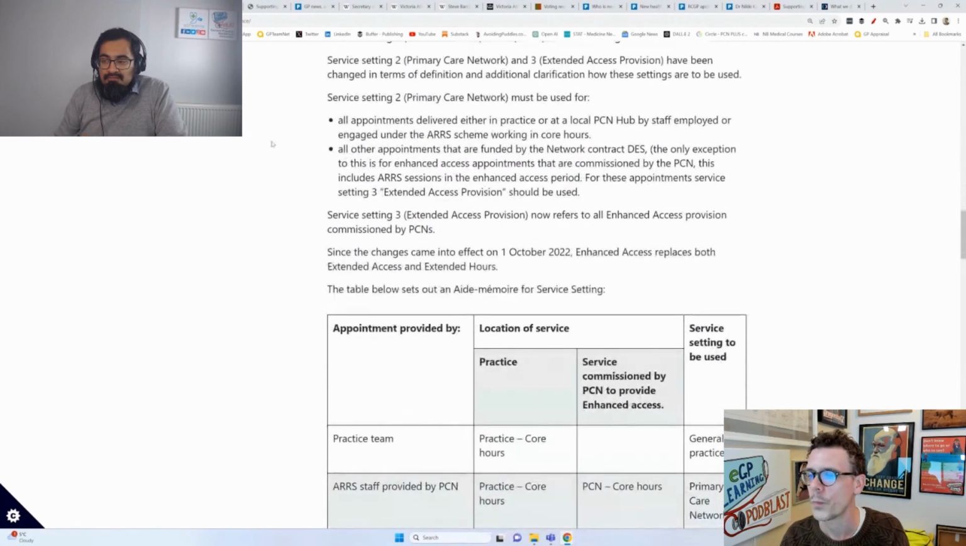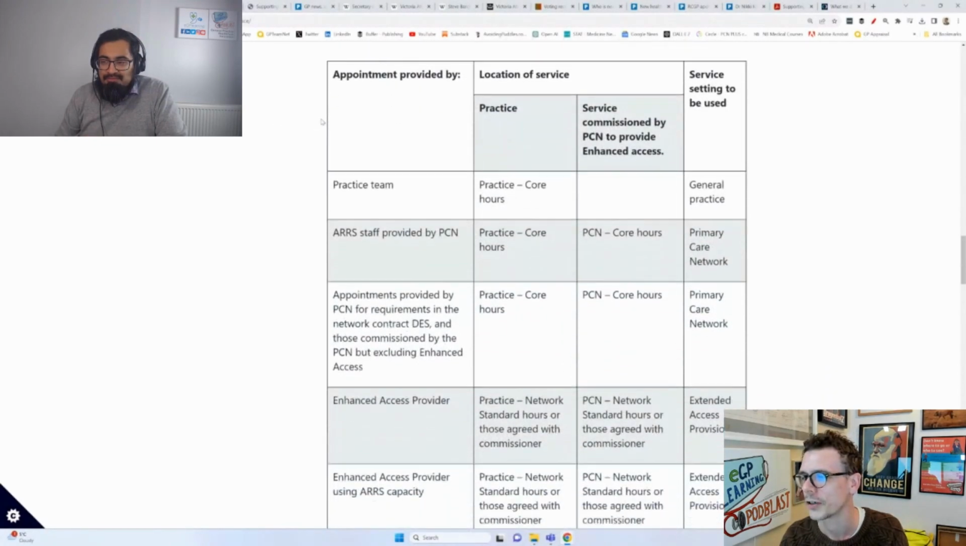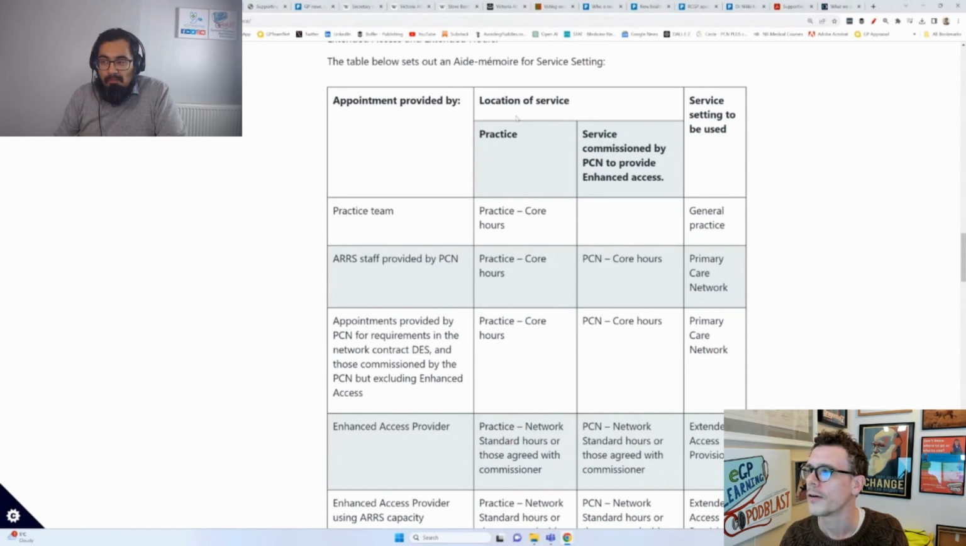So in fact, we're getting towards the table here. So maybe it's worth having a look at it, shall we? Having a look at the table, essentially. So really what's important is the mode, then the location of the service, and then the setting. So if it's a practice team providing core hours, it's saying that when you're setting up your appointment ledger, you set the service to be general practice. Whereas if it's in core hours but it's our staff, then it's primary care network activity.